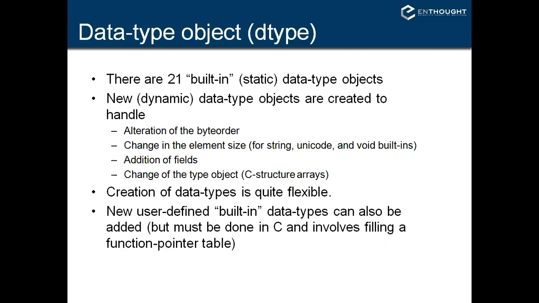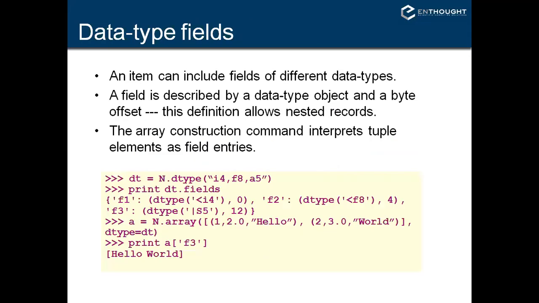Data type objects are there. There are 21 built-in static data type objects. New dynamic data type objects are created to handle the alteration of the byte order, change in the element size for string, Unicode, and void built-ins, addition of the fields, etc. So this is the data type objects.